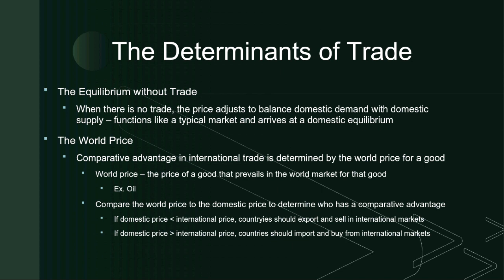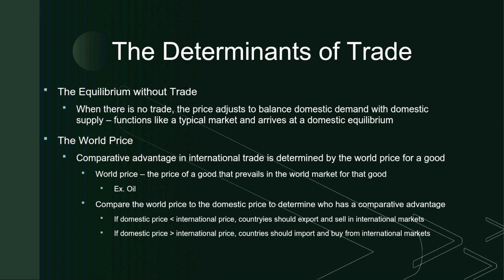So in line with this, the equilibrium without trade is that when there's no trade, the price adjusts to balance domestic demand with domestic supply. Basically, this functions like a typical market and it arrives at domestic equilibrium. And so, if we're not trading, if we're not getting these gains from trade, we're basically just reliant on what's going on in the domestic market. And that means that there's a cap on how much we can achieve. But the market functions like we'd expect a normal market to.